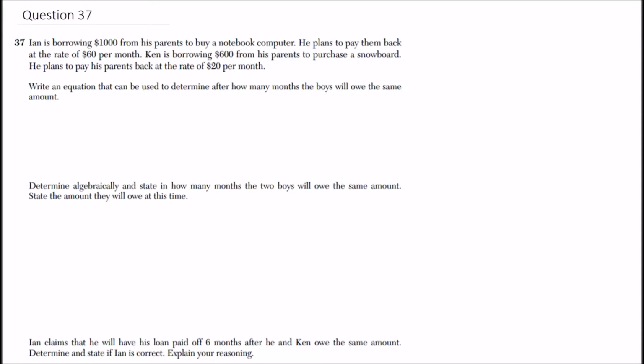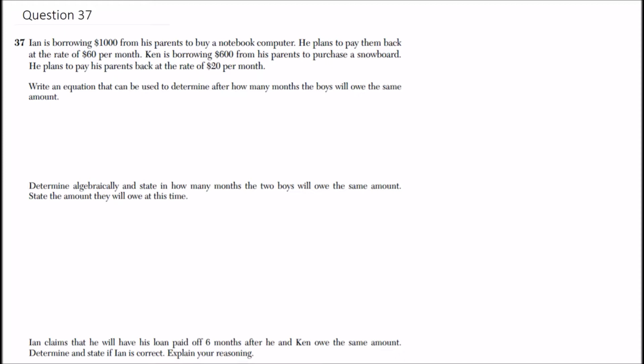Question 37 here says Ian is borrowing $1,000 from his parents to buy a notebook computer. He plans to pay them back at a rate of $60 per month. Ken is borrowing $600 from his parents to purchase a snowboard. He plans to pay his parents back at a rate of $20 per month.